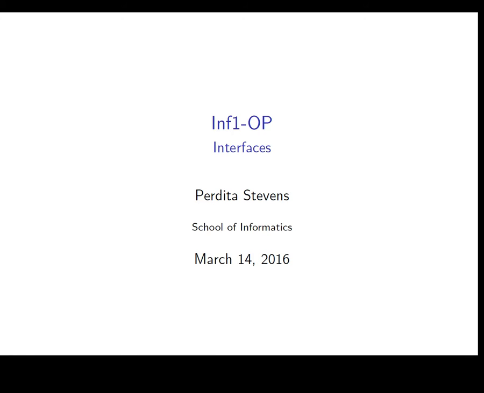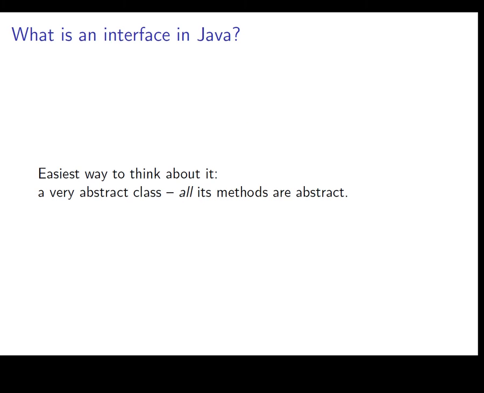Okay, so just a few words about interfaces, since those are one of the features of Java that I feel worst about having left out of the main lecture strand. So what is an interface in Java? The easiest way to think about it is that an interface is a very abstract class. All its methods are abstract.